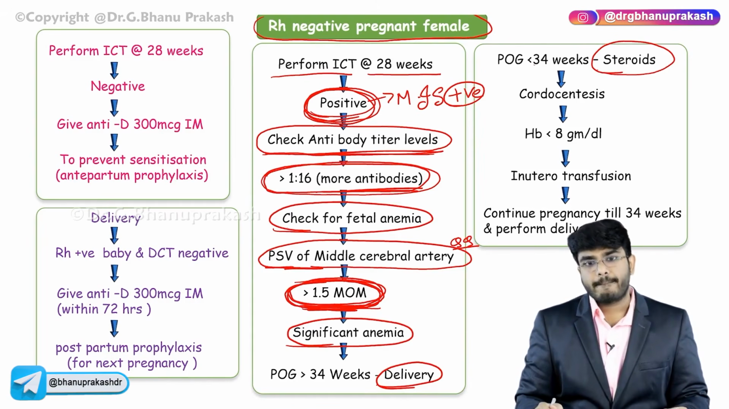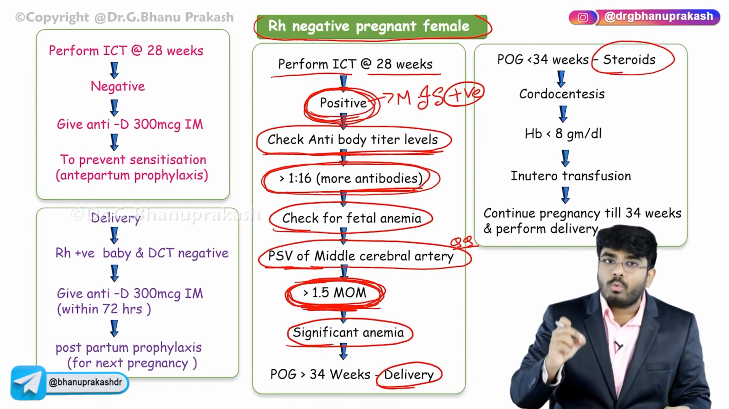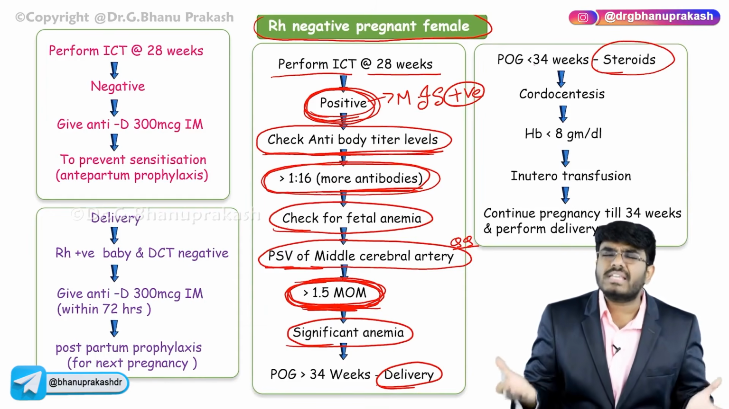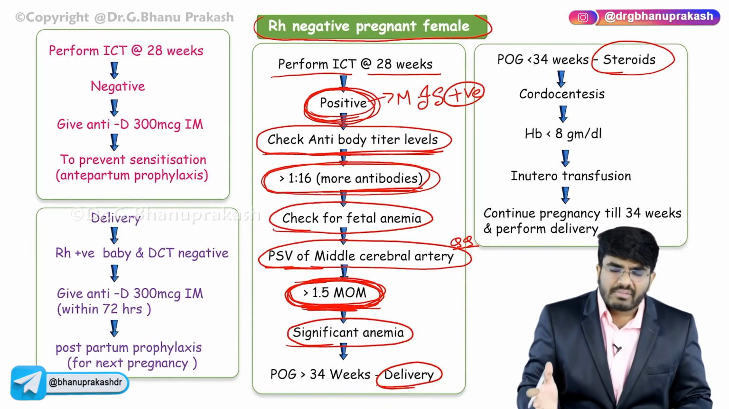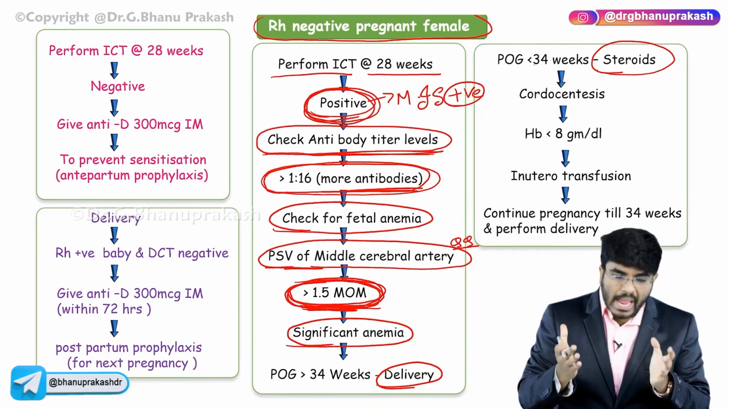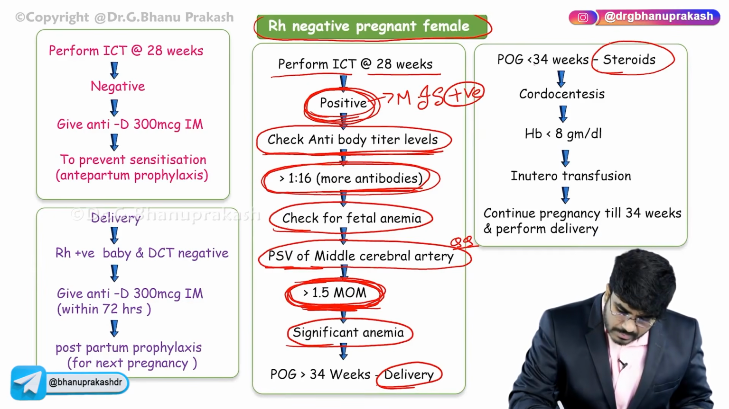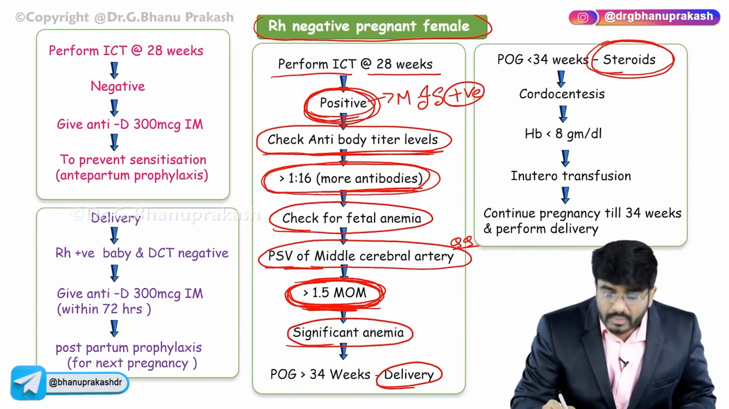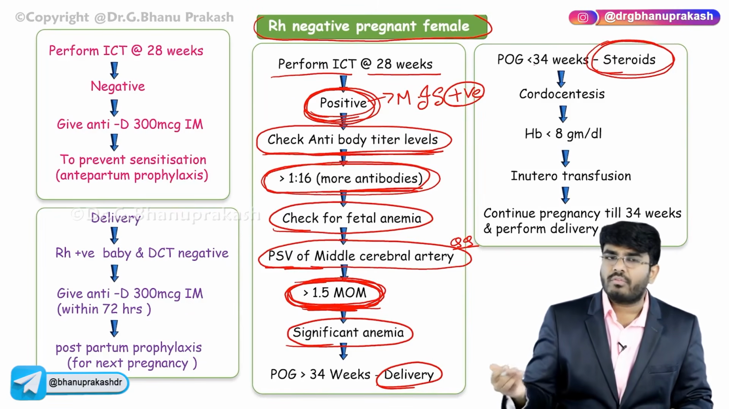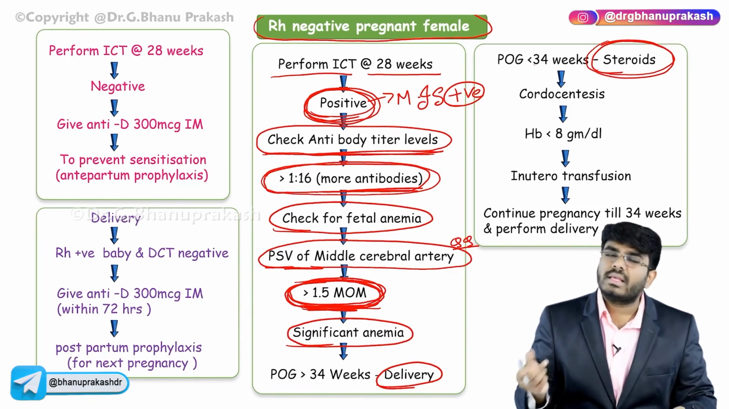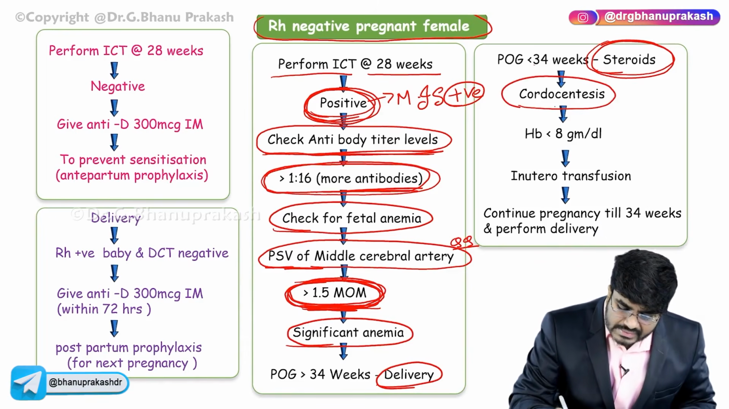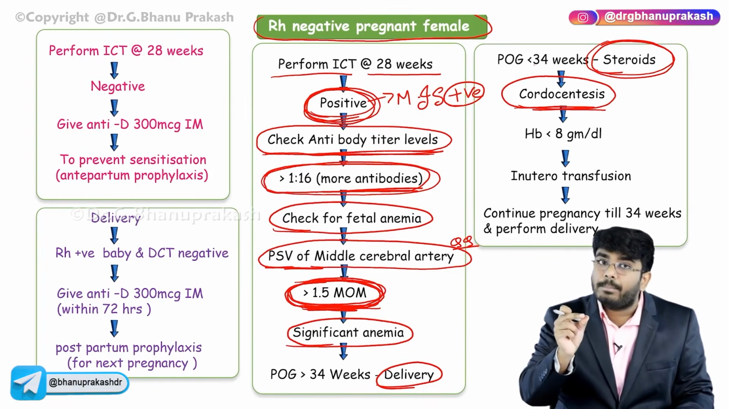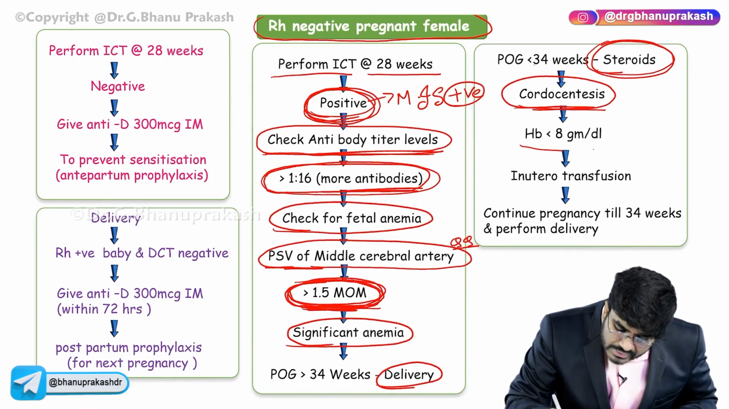So give the steroids, and find out the exact amount of hemoglobin present in the baby. Okay, we know there is fetal anemia, but how much anemia? Hemoglobin is 10 gram per dl, 11 gram per dl, 8 gram per dl, 9 gram per dl? You have to know, right? So first immediately give the steroids and try to get the exact status of what amount of hemoglobin is present in the baby. To do that, what do we have to do? We have to collect the fetal blood. How can you collect the fetal blood? By doing cordocentesis. Okay, so give the steroids, do cordocentesis, collect the fetal blood and check the fetal hemoglobin.